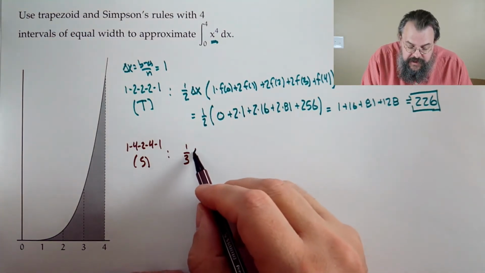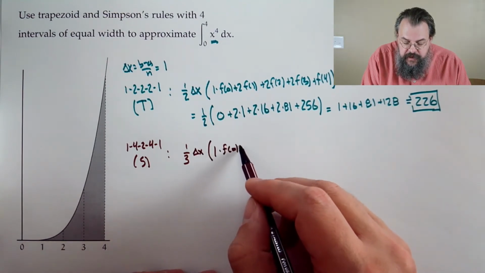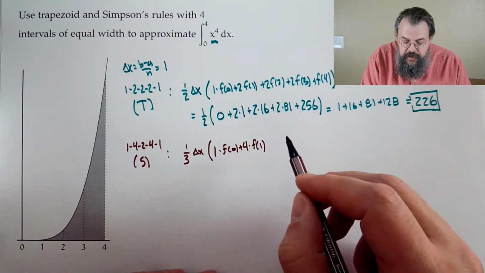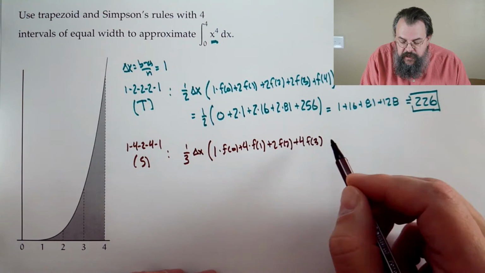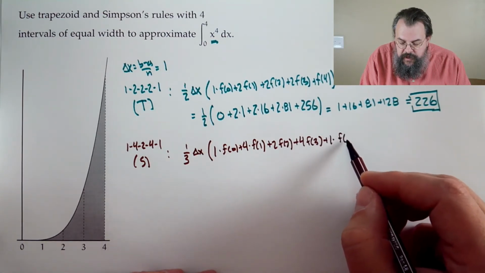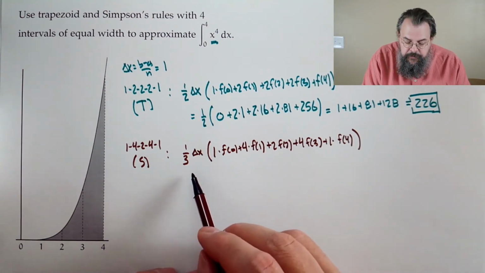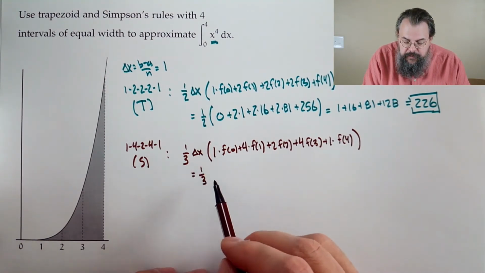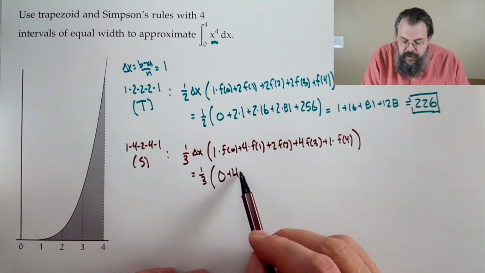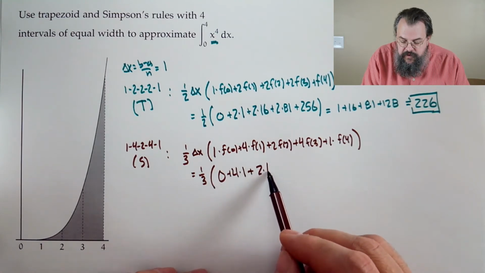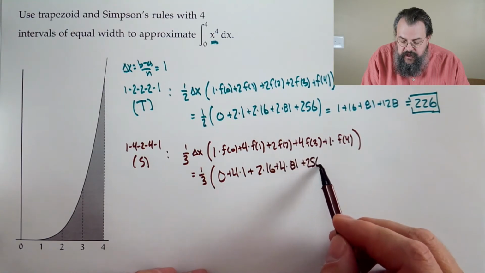So 1/3 delta x, and follow the pattern: 1 times f of 0 plus 4 times f of 1 plus 2 times f of 2 plus 4 times f of 3 plus 1 times f of 4. Great. Well, okay, we can work with that. So that's 1/3, the delta x being 1. And we actually computed these numbers, right? So it's 0 plus 4 times 1 plus 2 times 16 plus 4 times 81 plus 256.